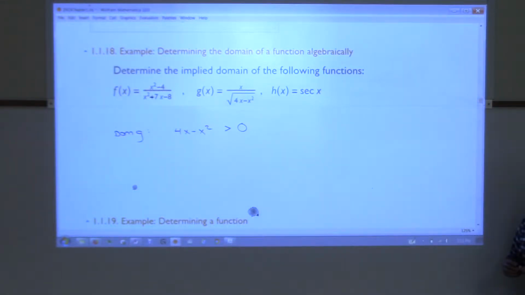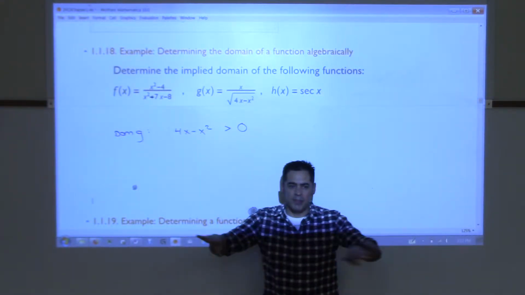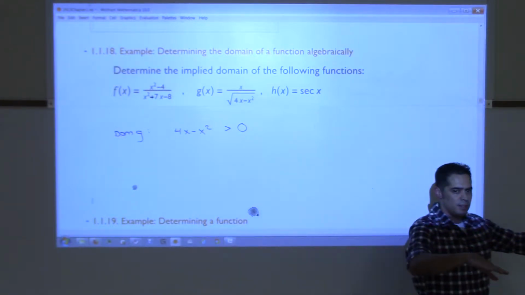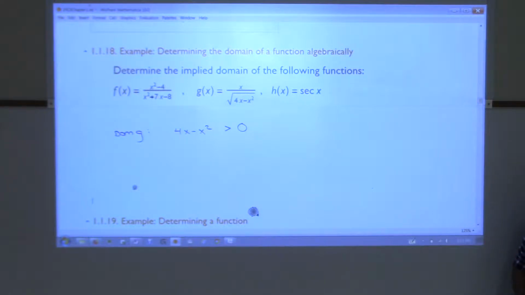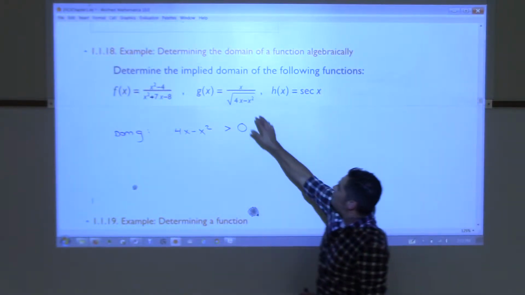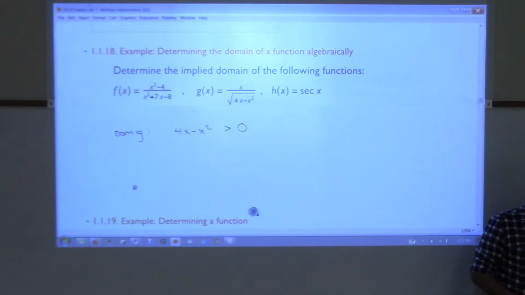Now let's discuss this. 4x minus x squared can't be 0, right? Because then you would have division by 0. But 4x minus x squared can't be negative either, because if this is negative, you're trying to take the root of a negative number, and you can't do that. So 4x minus x squared must be strictly greater than 0. We all follow? How do you solve that?